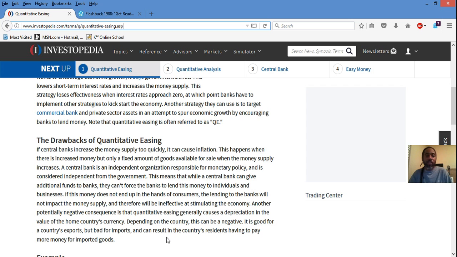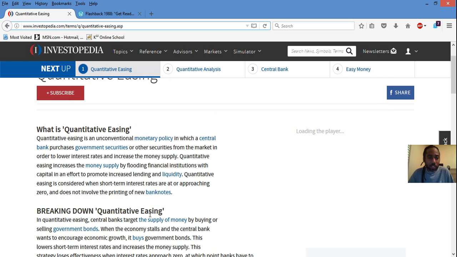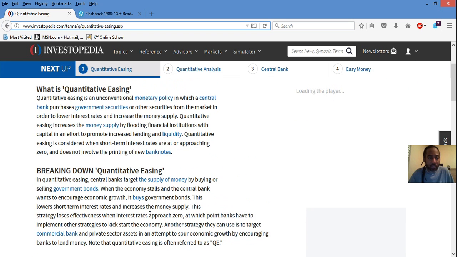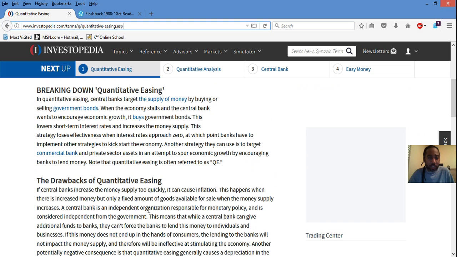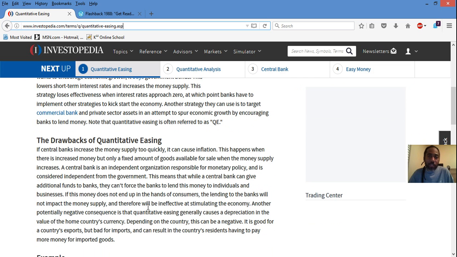Now I want to stop right there. Notice that quantitative easing, according to this article, is unconventional and it increases the monetary supply. The strategy loses effectiveness when the interest rates approach near zero. That's exactly what the federal government was doing in America. They had the interest rate at zero for a long period of time, for the last 7 to 8 years.